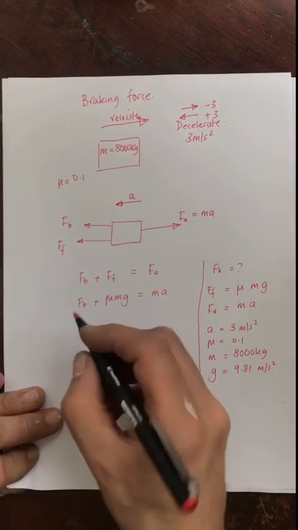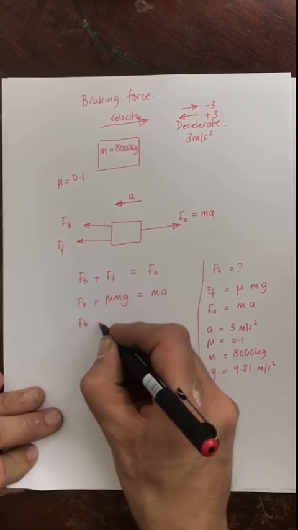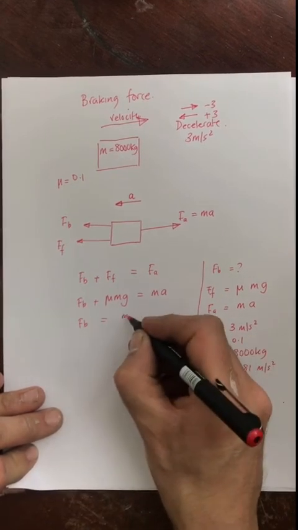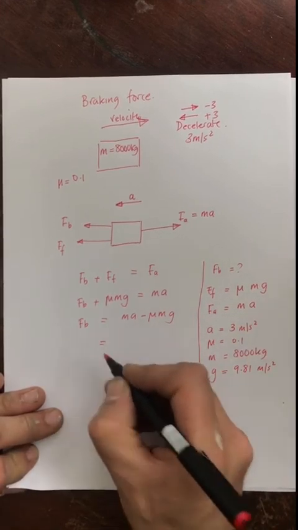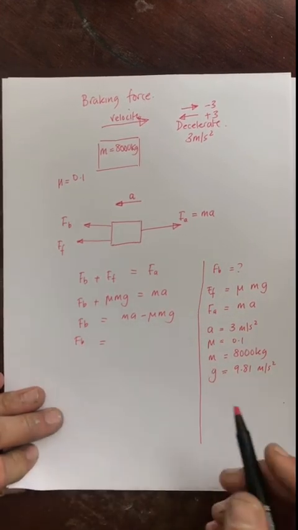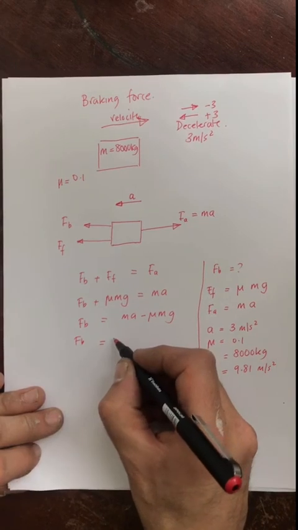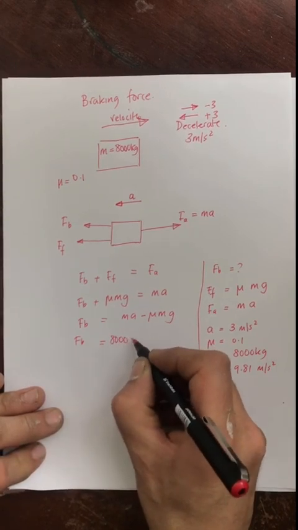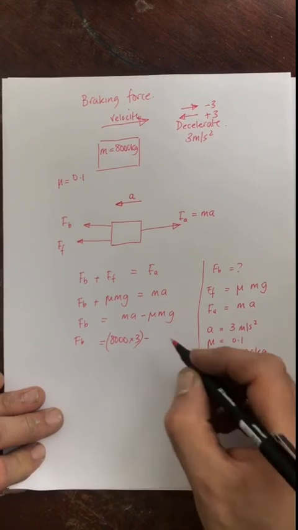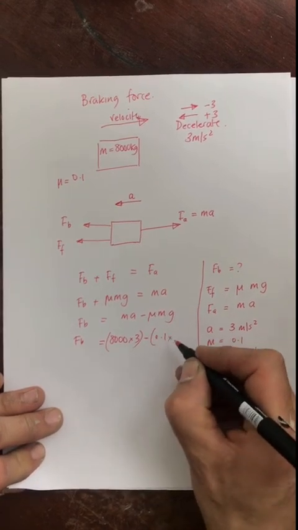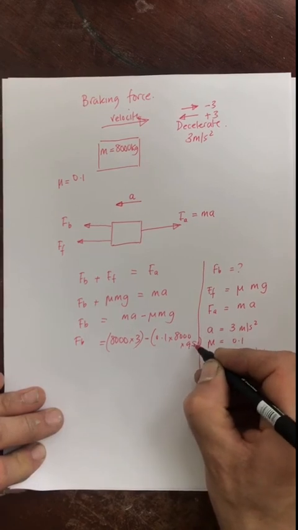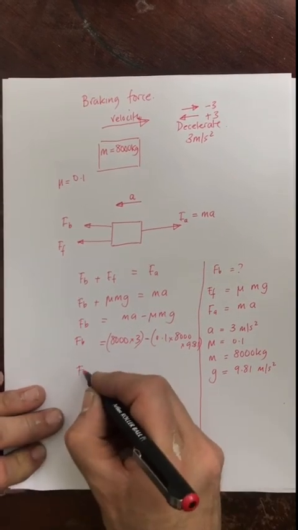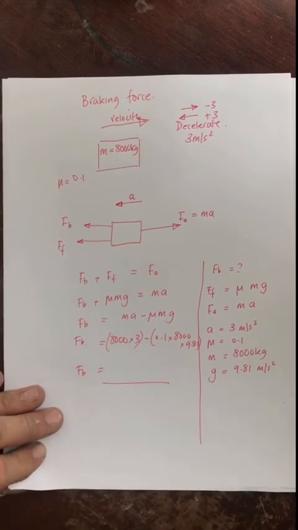So what we got then, we need to rearrange slightly to make FB the subject, so we've got ma take away mu mg, which means we've got mass times acceleration, which is 8,000 times 3, take away 0.1 times 8,000 times 9.81. And if you work that out, it should give you what you're after, the braking force in newtons.